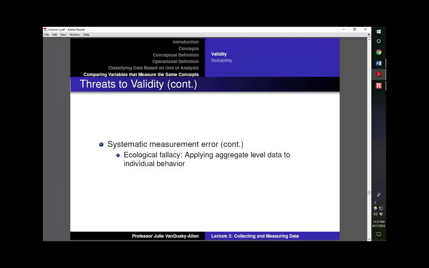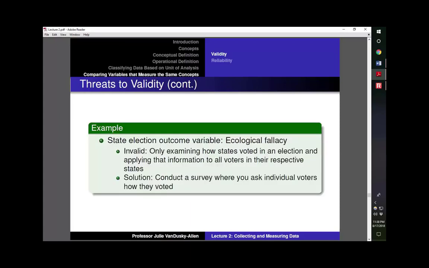Another threat to validity is the ecological fallacy. An ecological fallacy occurs when you collect aggregate level data and apply it to individual level behavior. An egregious example of the ecological fallacy would be assuming that since a state voted for a Republican presidential candidate, all voters in that state are Republican. That is most likely not true, since it is possible that a large minority of voters in the state could have voted for the Democratic candidate, but the Democrat lost. The solution to this problem is to conduct a survey to gauge how many people in a state voted for Democrats versus Republicans.